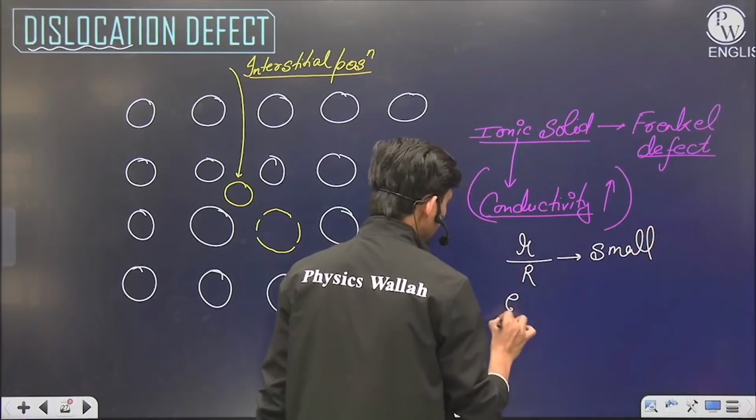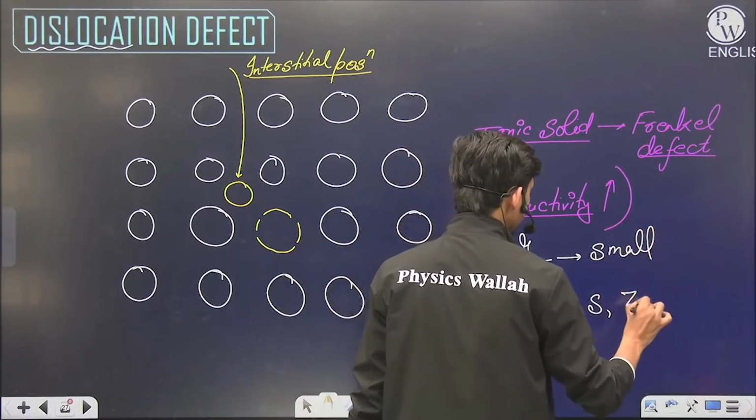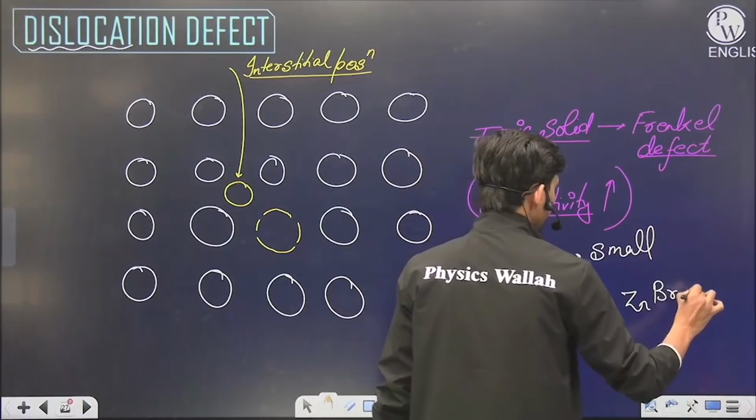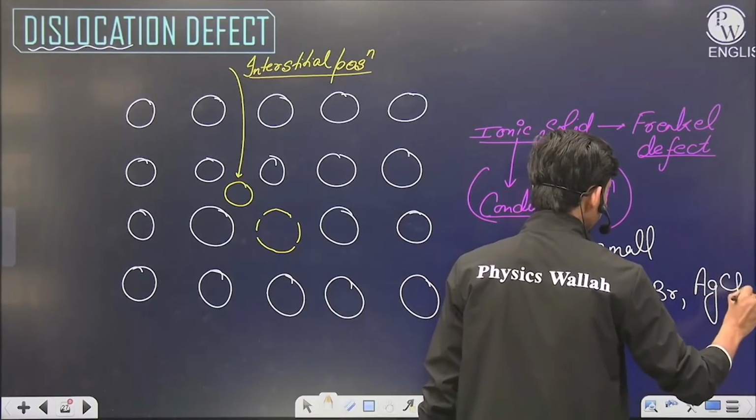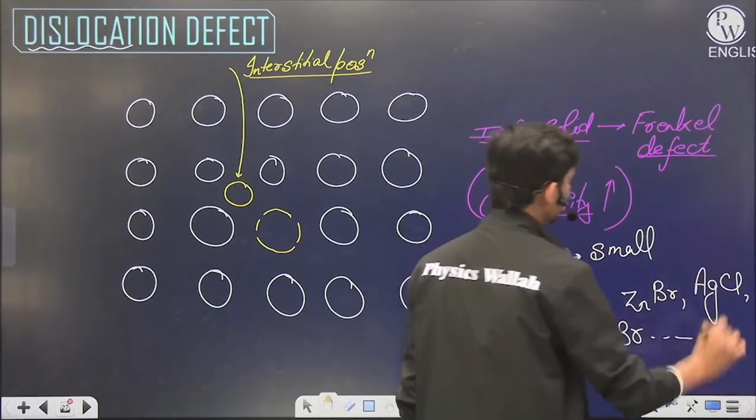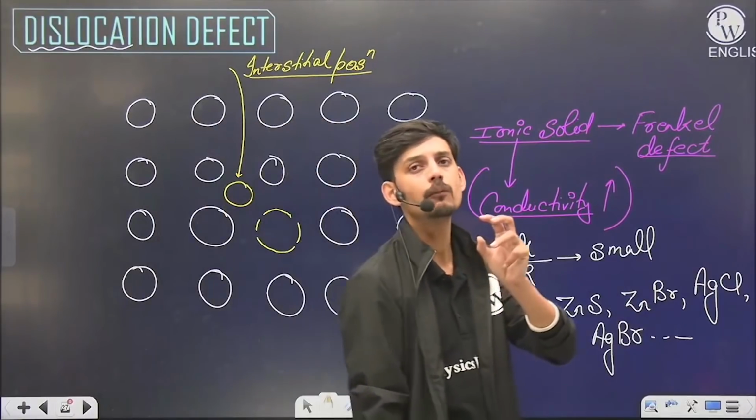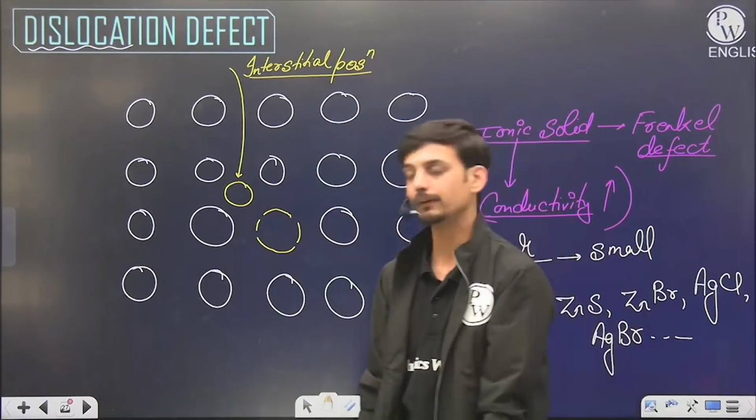And the common examples of this defect are zinc sulfide, zinc bromide, silver chloride, and silver bromide, mainly d-block transition metal compounds, which have smaller cations that can easily move from a void to an interstitial space.